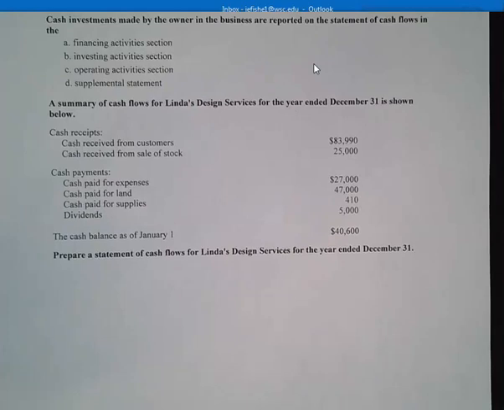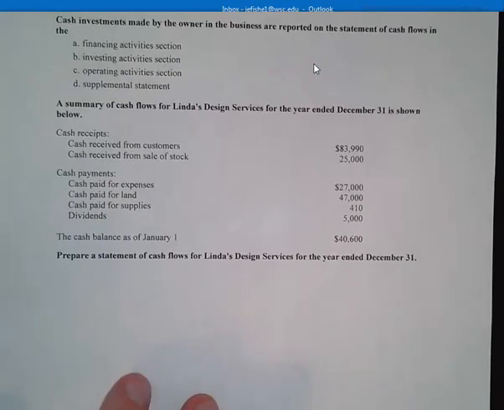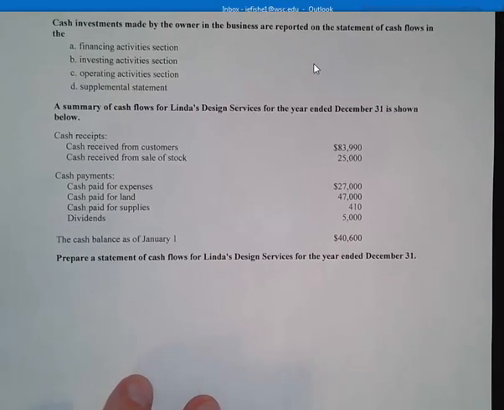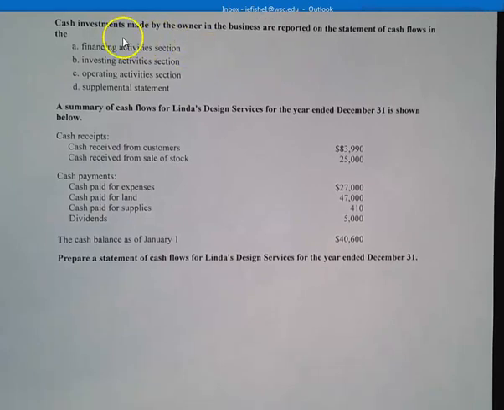Okay, says here, let's see if we can get this straight. It says, cash investments made by the owner in the business are reported on the statement of cash flows in which section? So we've got financing activities, investing activities, operating activities, and then supplemental statement. Now, the supplemental statement is not something that we're really even going to get into in this class. We might discuss it briefly in the very last chapter we cover.